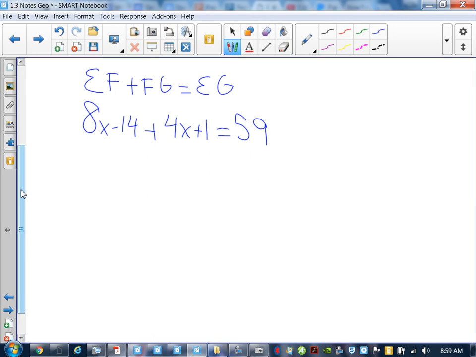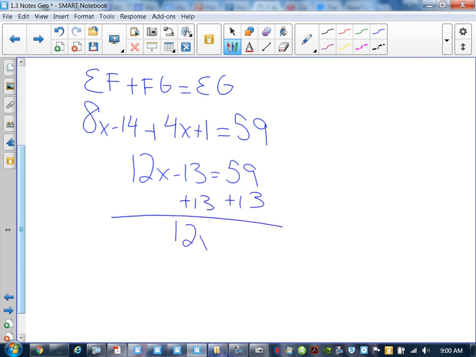When I combine like terms, what's my stuff on the left going to look like, guys? 12x minus 13. Good. So the left-hand side, I've got 12x minus 13. Everybody agree with that? Okay. What do you move first? The 13. How do I move it? Add. Okay, add the 13 over to the other side. We have 12x equals 72.